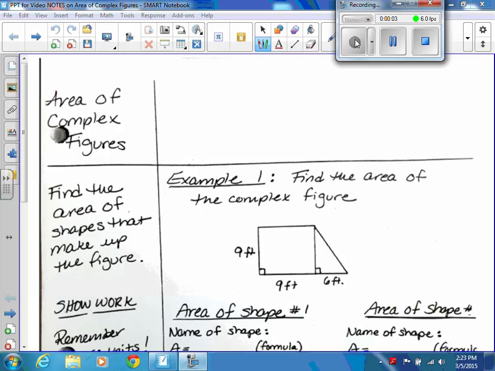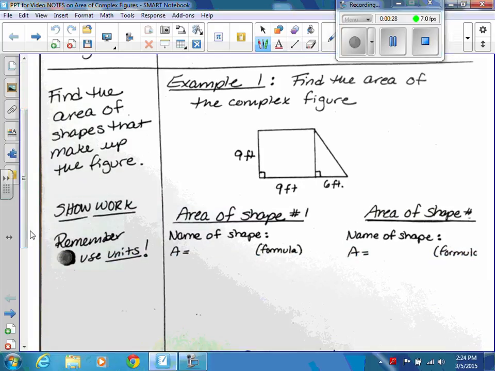Today we're going to talk about the area of complex figures. This is something we already did our little activity in the library on, and so now we're going to take it just a little step further to see how that activity relates to finding the area of complex figures. So you have notes that look like this. You're just going to be filling them in. If you don't have them, you can recopy onto your own paper, and that would be fine.